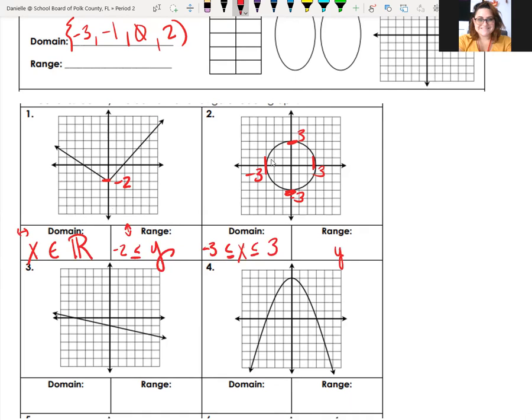So again, we're going to do the same thing with range. We're going to use y this time, though, because range is y. In the farthest down, the smallest number is going to be -3, and it does touch. And up top, the biggest number is 3, and it does touch.